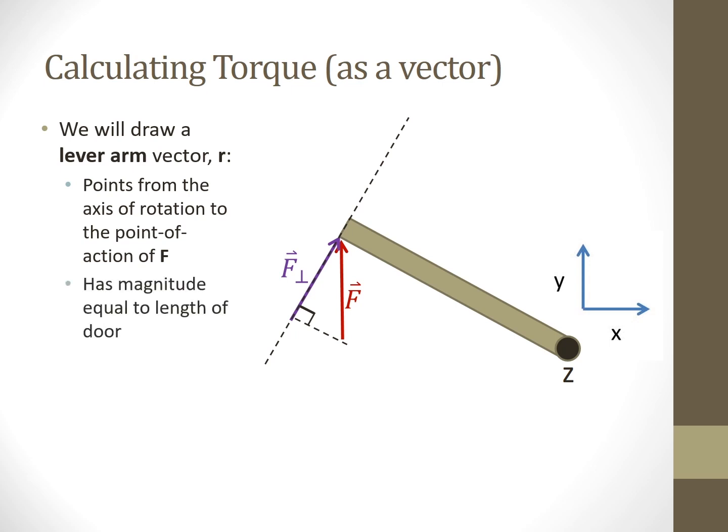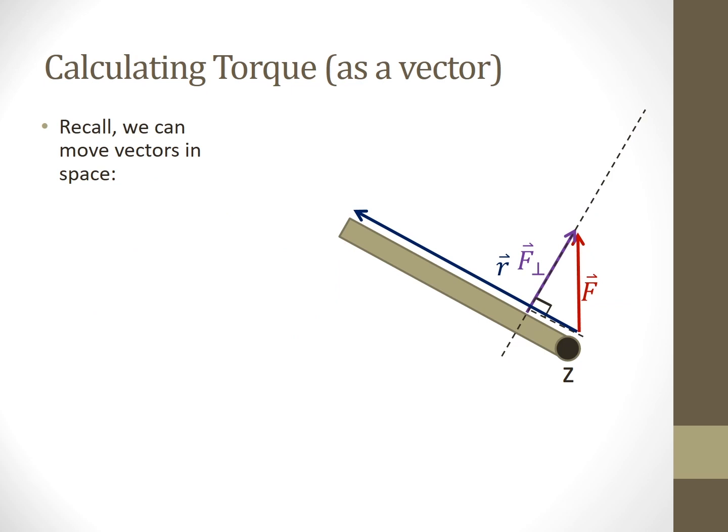In this case, it has magnitude equal to the length of the door shown, which, if you're looking at the door from the front, would be the width of the door. I'm showing here the r vector pointing out from the axis of rotation, which is basically out from the hinges, and ending at where the force is being applied. Now we can move the force vector over, because recall, we can move vectors in space as long as we hold the angle constant and hold the magnitude constant. So all I've done here is move that perpendicular vector and the force vector F over, so that we can do some trigonometry and come up with an equation.